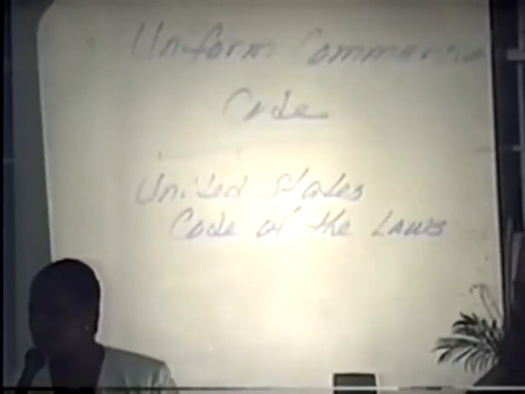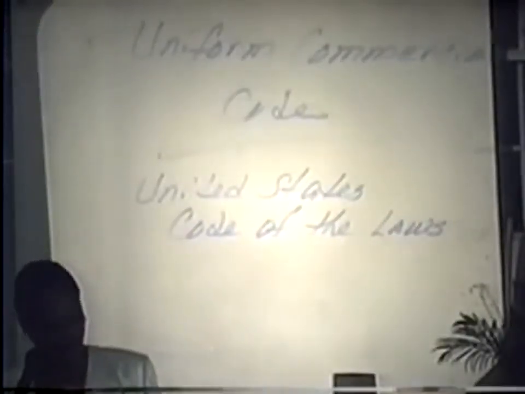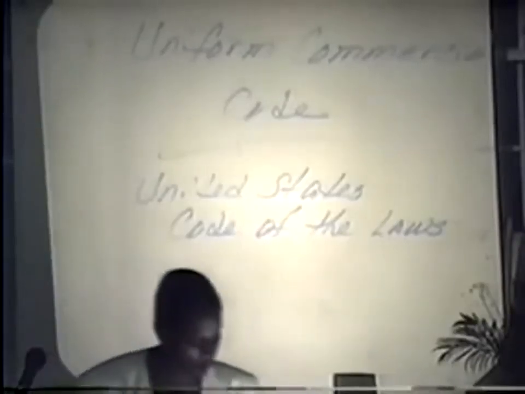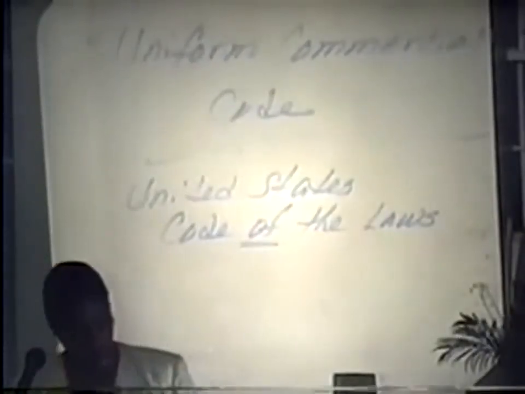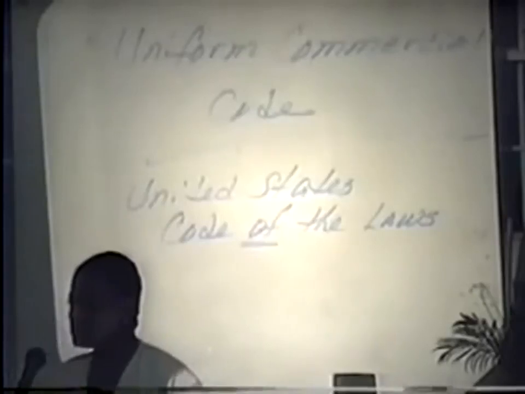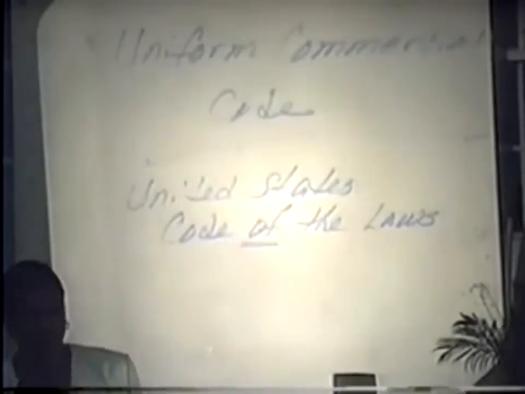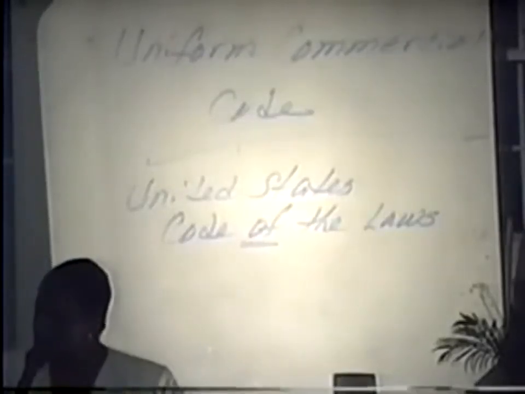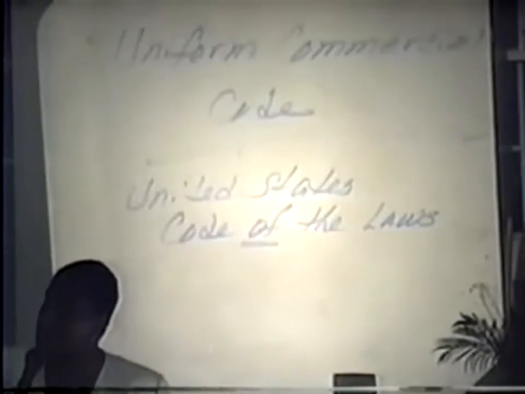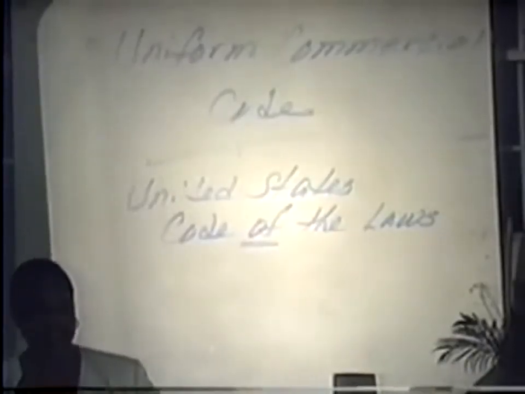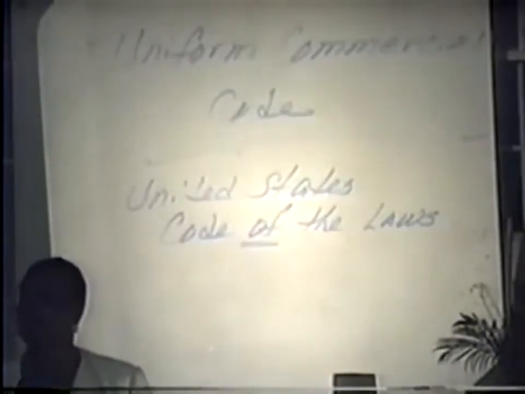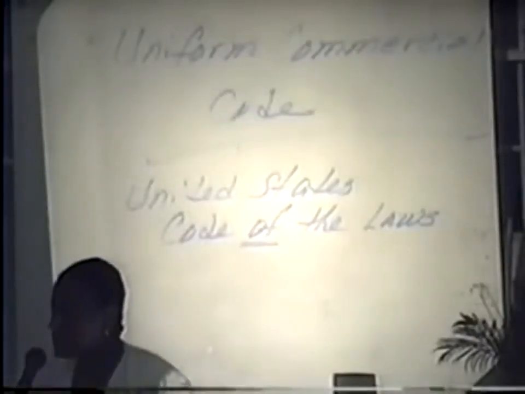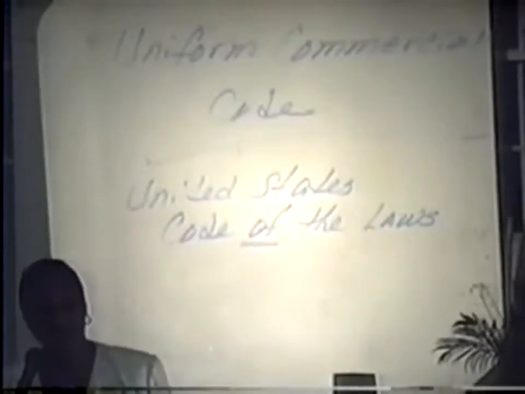You see my favorite word in there? Of. The United States Code of the Laws. The United States Code of the Laws is the code that's used by all of the United States district courts and federal court. This is what they use. So if you go into federal court, you must cite the United States Code that applies to the violations that are made against you. That's all you need to do, because they understand treaty.